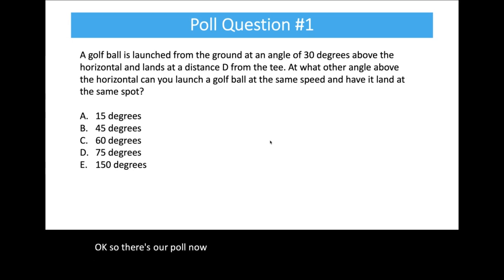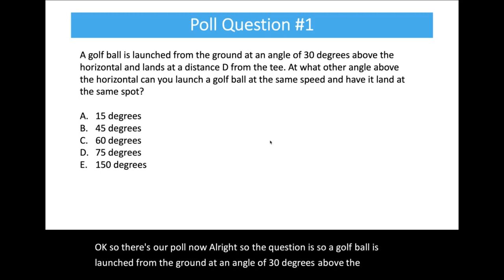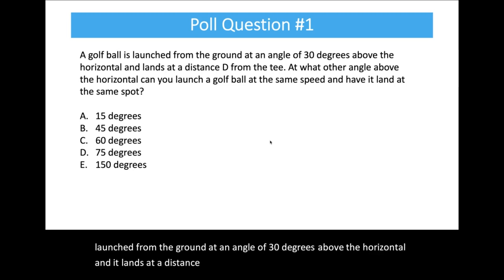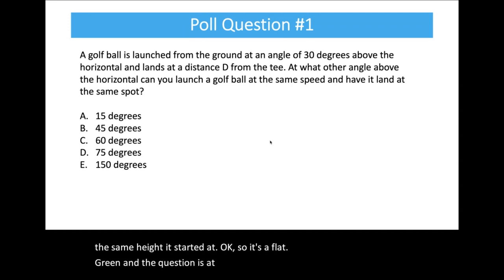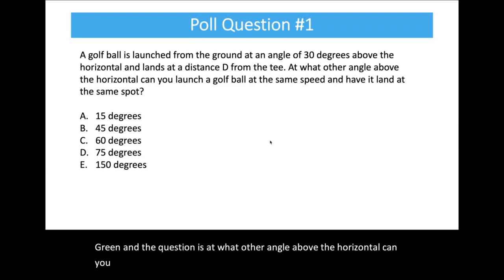The question is, a golf ball is launched from the ground at an angle of 30 degrees above the horizontal, and it lands at a distance d from the tee. Assume it lands at the same height it started at, so it's a flat green. At what other angle above the horizontal can you launch a golf ball at the same speed and have it land at the same spot?